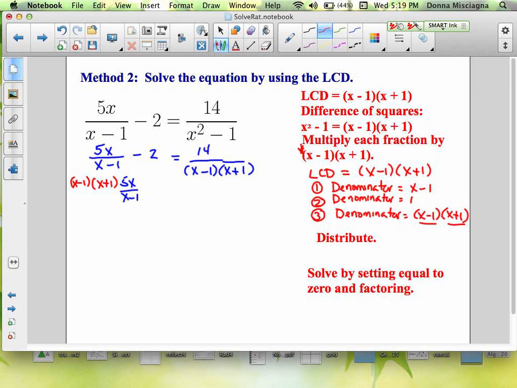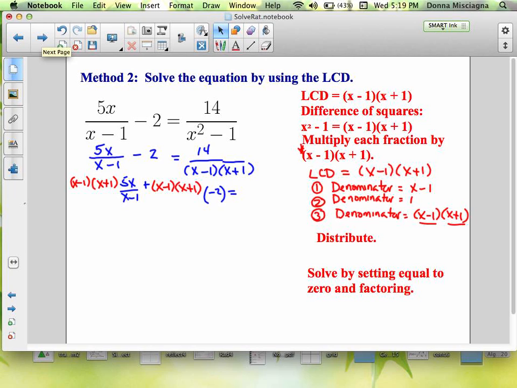And then I'm going to write this as plus a negative so we don't lose that subtraction sign. All right, so then we have plus x minus 1 times x plus 1, and we're going to multiply that by negative 2. See, if I put the negative 2 there, I'm definitely not going to lose that negative 2, hopefully. And then we have equals, and then I've got to multiply the 14 over x minus 1, x plus 1 by x minus 1, x plus 1.